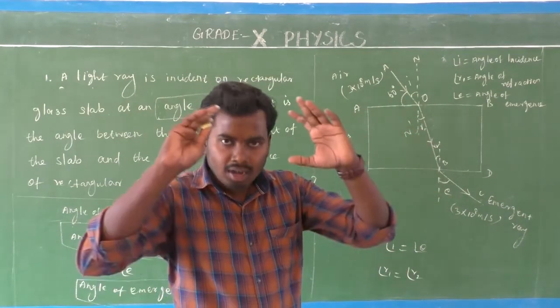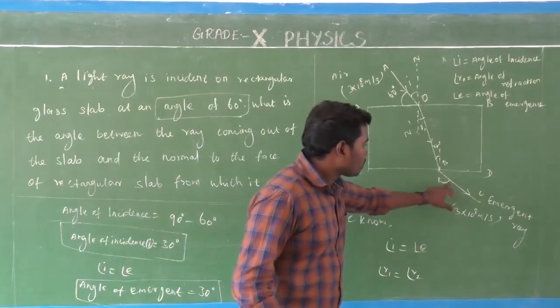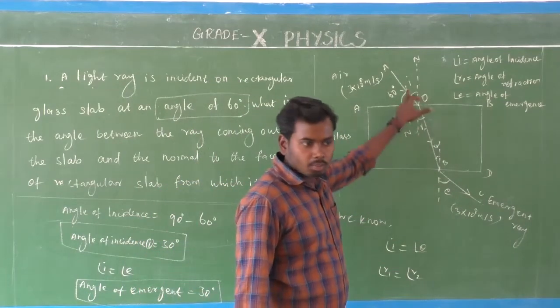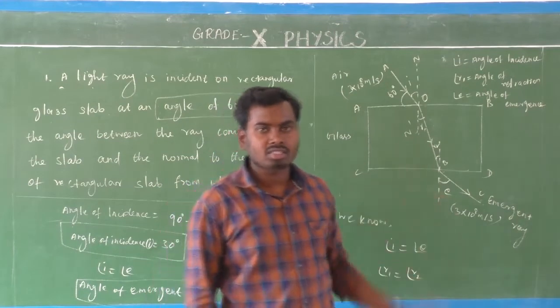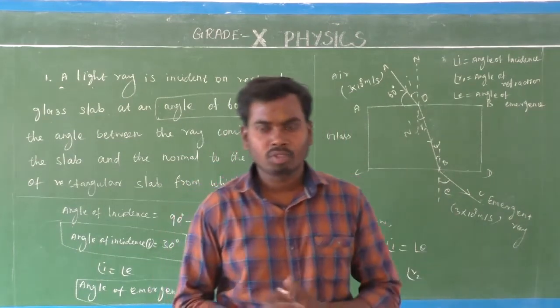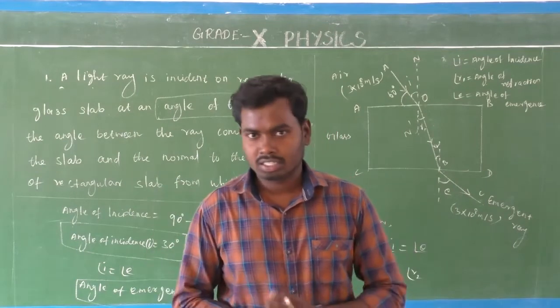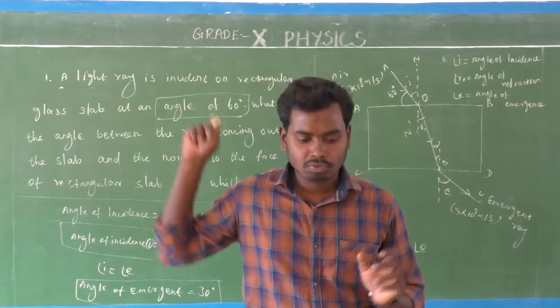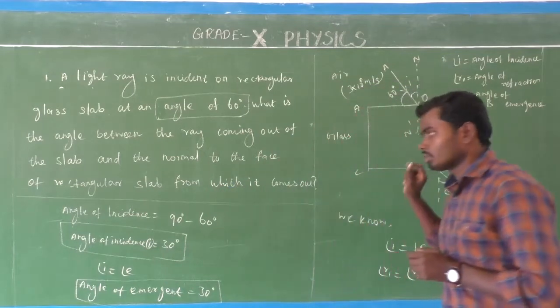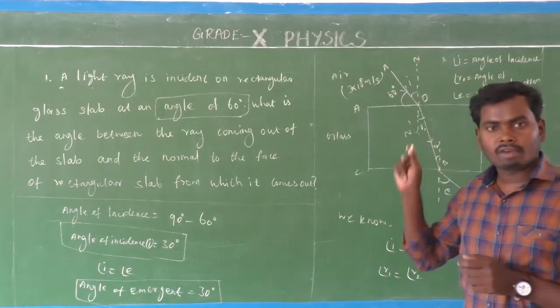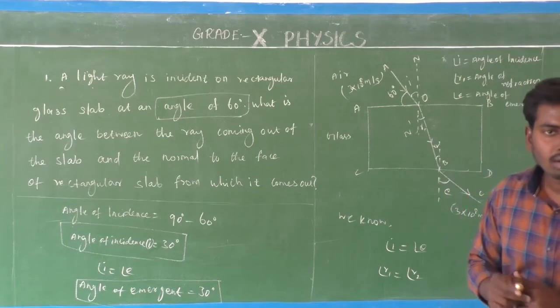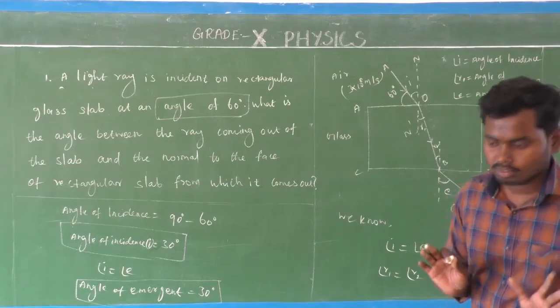Both angles will be the same because both light rays travel in the same medium. That is the reason why the angle of incidence is equal to the angle of emergence. Very simple. So this is the first numerical, based on refraction through a rectangular glass slab. We will see the next one.